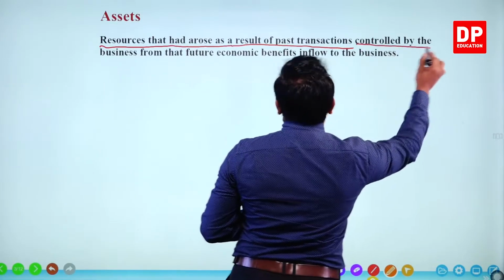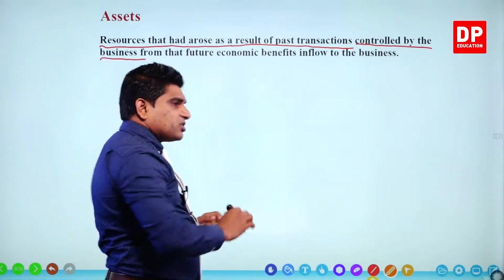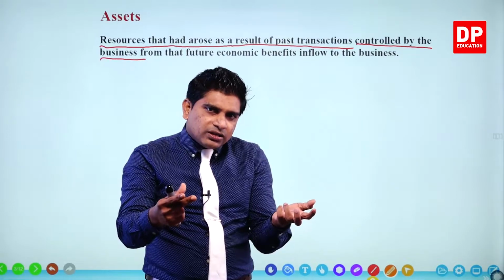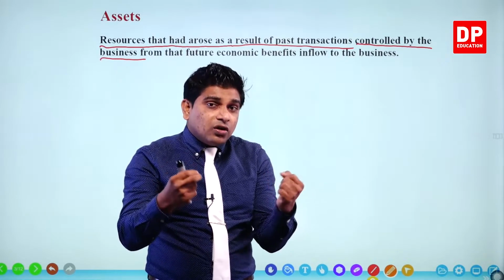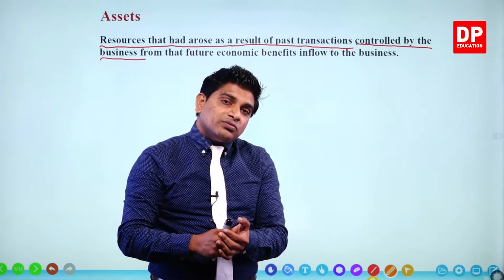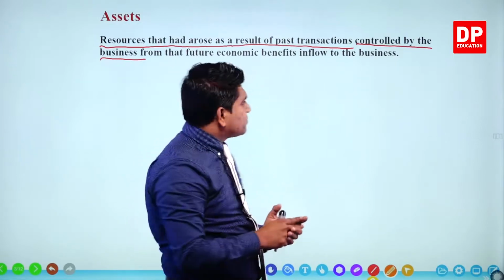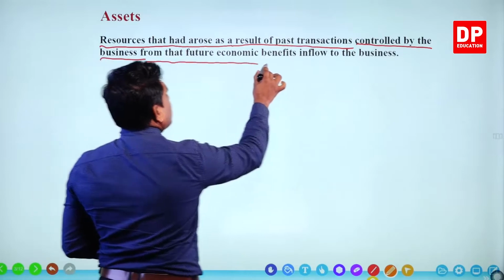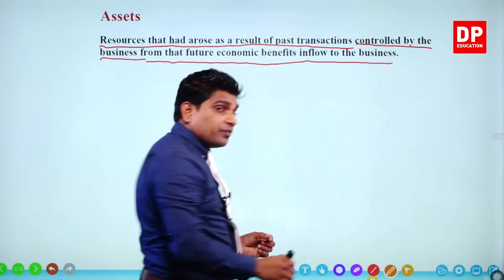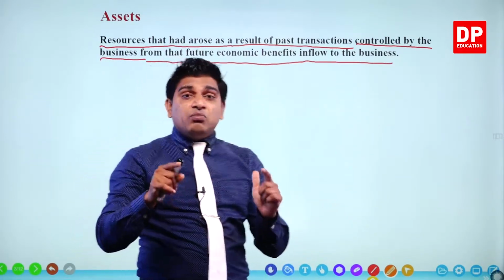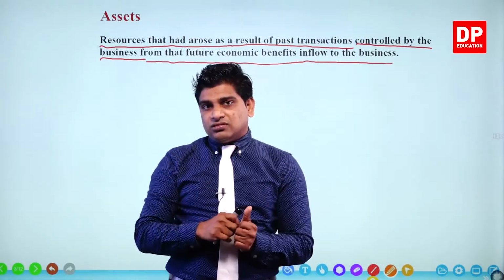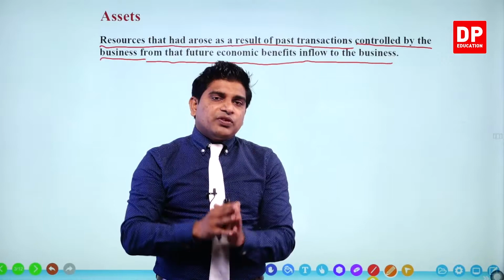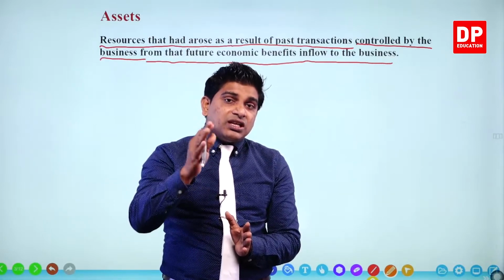Controlled by the business. You control your laptop, right? You control all the other resources that you have. Controlled by the business. Why do you control it? So that future economic benefits inflow to the business. From this laptop, you can get more benefits in future. Right? Remember, when you give the definition for assets, you must mention these 3 points.